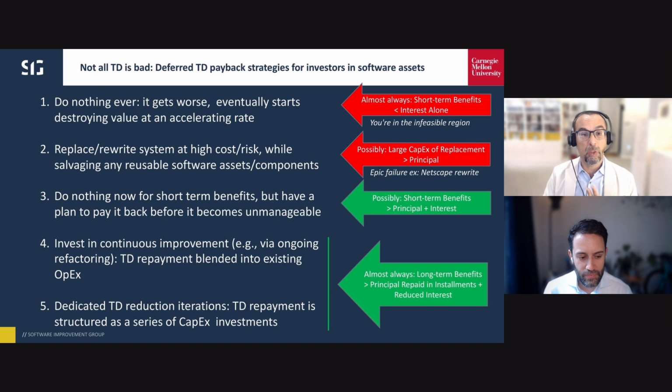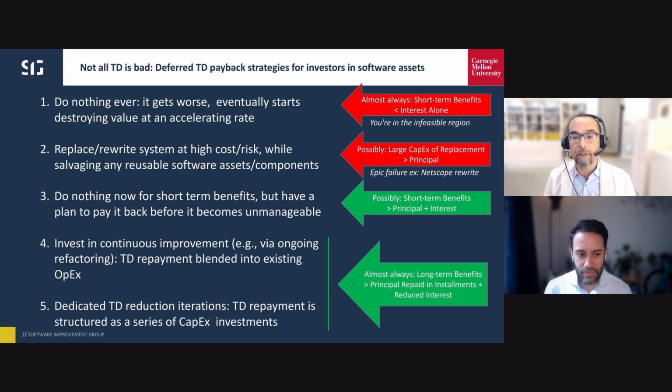We may want to put the product out there with some existing defects so that we can get some beta users in place and whatnot. So there may be many reasons for doing this. And if we have limited resources, then we may have to cut some corners to be able to do that. But if we do that, the idea is to have a plan to pay it back once the urgency disappears, so that we prevent it from becoming unmanageable and we prevent ourselves from moving into this infeasible region. So possibly in situations like that, the short-term benefits of this strategy are actually greater than the principal plus interest. So it has a net positive effect.